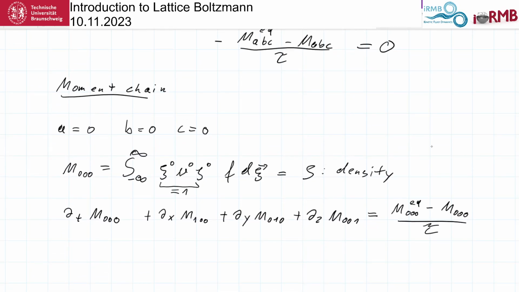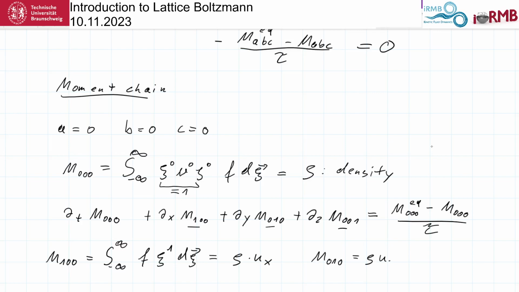Now we need to know what these are. They look similar, and maybe you already know what they are. What are they? We do the integral of f multiplied by xi to the power of 1 over all the directions. So this will be the particle density times the macroscopic velocity in x direction, right? And very similar, because they look exactly the same, m010 is the particle velocity in y direction, and m001 is the particle velocity in z direction.